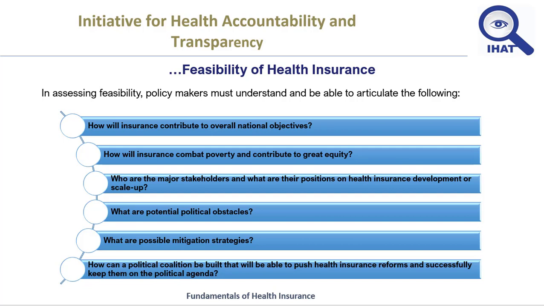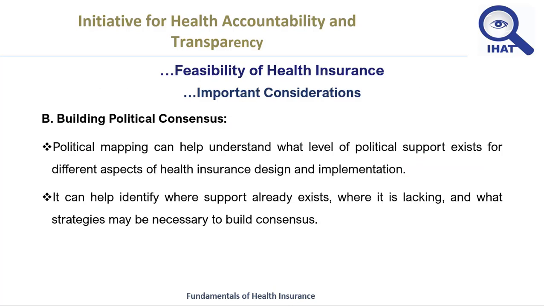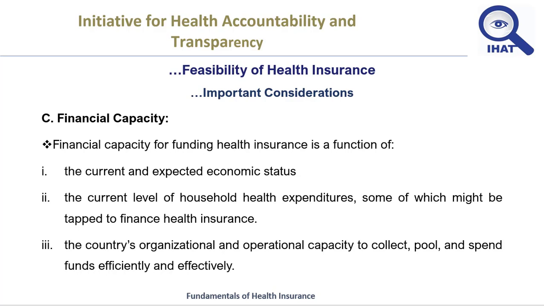on the political agenda? So we'll be taking the second consideration under feasibility of health insurance, and that is to build a political consensus. Political mapping can help understand what level of political support exists for different aspects of health insurance design and implementation. It can help identify where support already exists, where it is lacking, and what strategies may be necessary to build consensus.